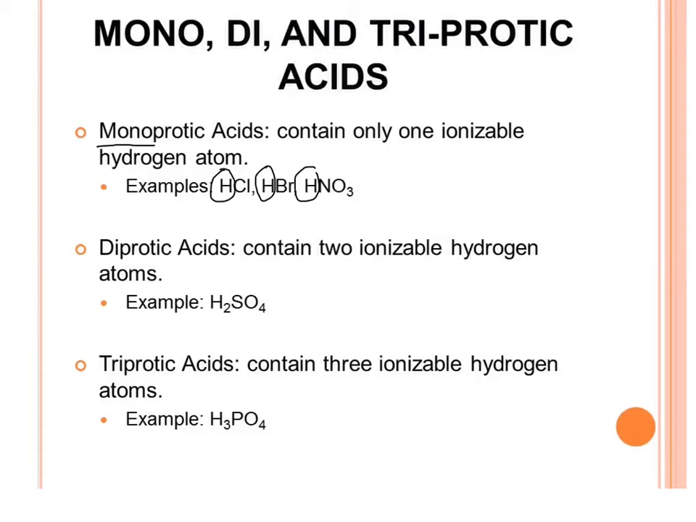Diprotic acids, di meaning two, means that the acid has 2 possible protons that can be donated to a base. Something like H2SO4 can donate both of its protons to a base. Triprotic acids then have 3 protons that could be donated to a base. Something like phosphoric acid is a triprotic acid.